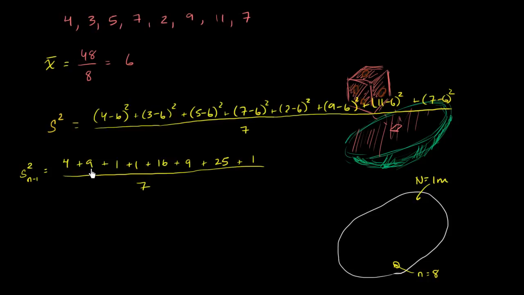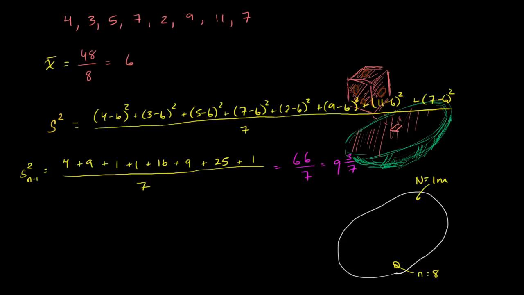4 plus 9 is 13. Plus 1 is 14, 15, 31, 40, 65, 66. So this is going to be equal to 66 over 7. And we could either divide, that's 9 and 3/7. We could write that as 9 and 3/7.